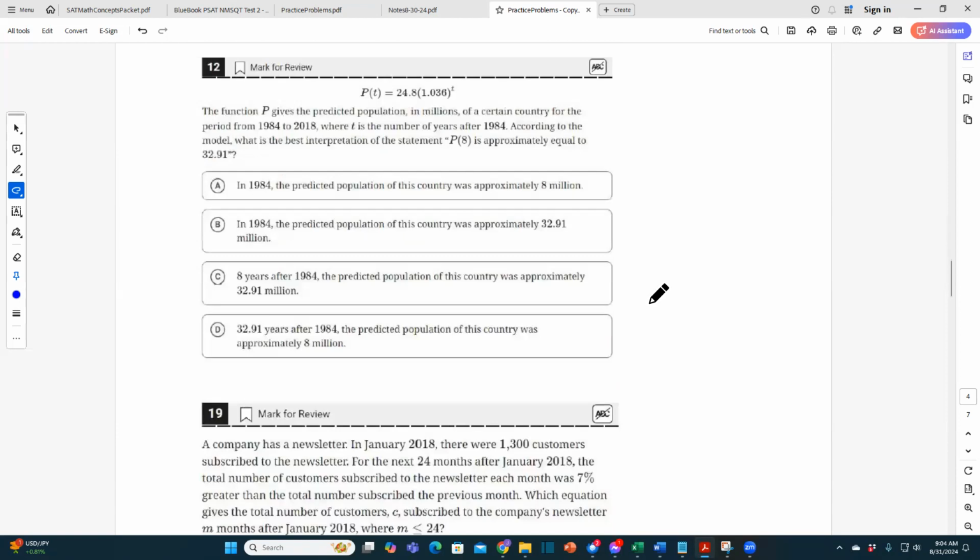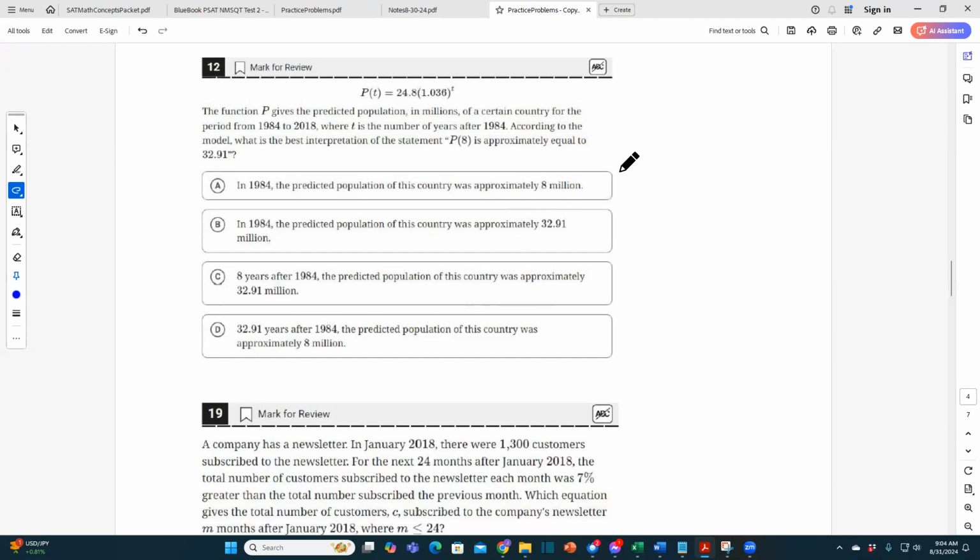All right, this one, P of t equals 24.8 times 1.036 to the t power. The function P gives the predicted population, in millions, of a certain country for the period from 1984 to 2018, where t is the number of years after 1984. According to the model, what's the best interpretation of the statement P of 8 is approximately equal to 32.91?